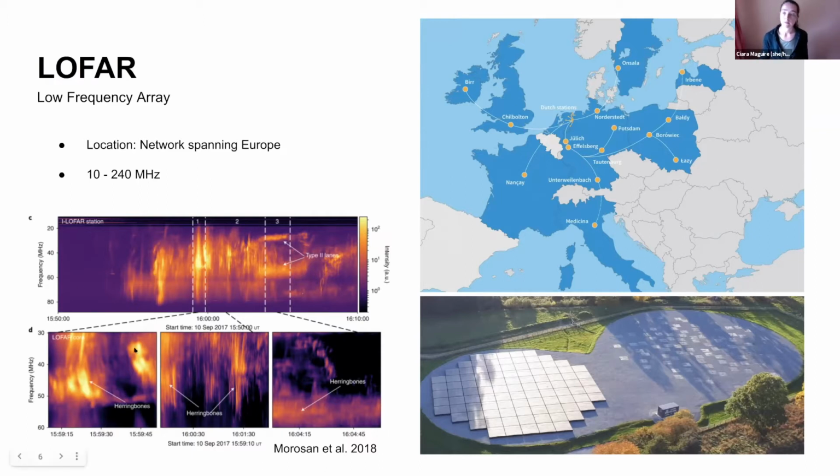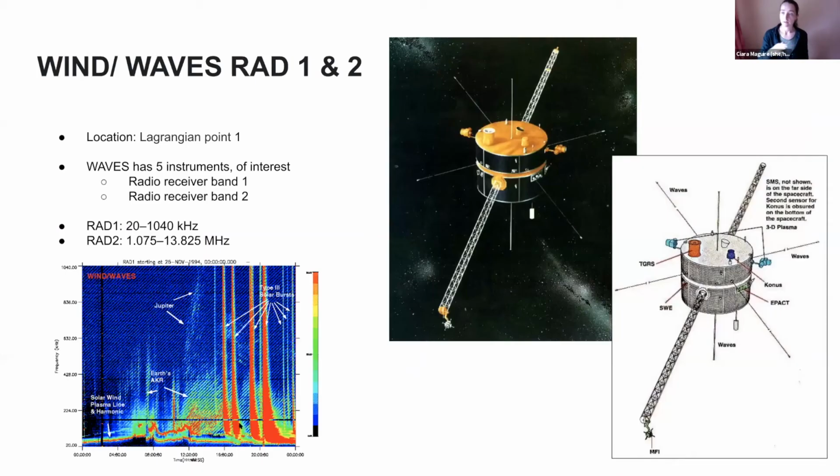And when we look at some of the core observations, we can get even higher resolution. So we can zoom in on these fine scale features, some of which Diana mentioned earlier, for example, herring bones. And then moving from ground-based instruments, I mentioned we can also look at satellites or space-based radio instruments.